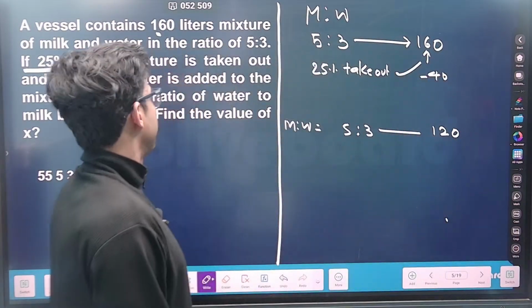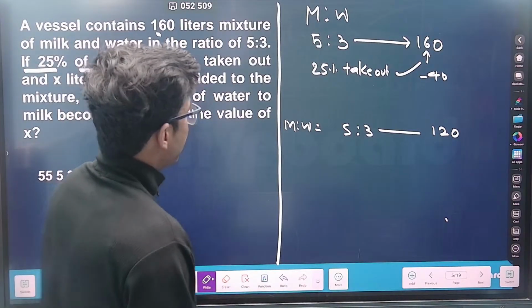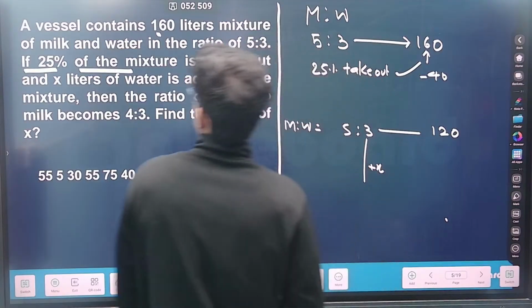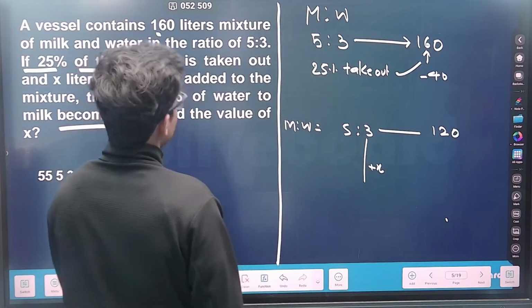Is it right or not? Yes. Now some liters are taken out and X liters of water is added. Now we are adding water. If we are adding something like water, let it be X, then the ratio of the water to milk becomes 4:5.